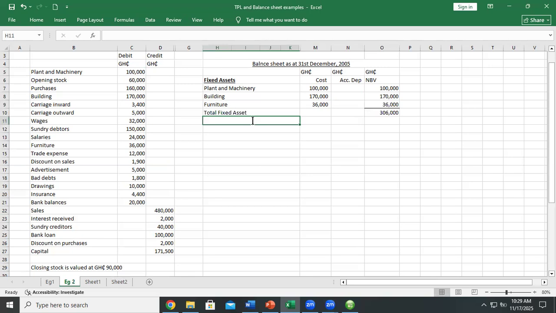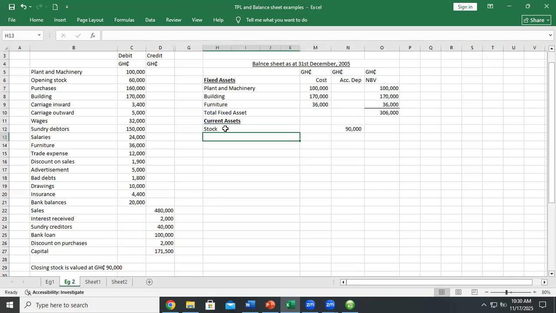elements of accounting. Okay, look at your assets and liabilities. From the fixed assets, we go to the current assets. And now we are familiar with them: stock, which is the closing stock, debtors, prepaid expense, accrued income, bank and cash. So our closing stock is here, 90,000. So let's pick it. Put it in the middle column, 90,000.